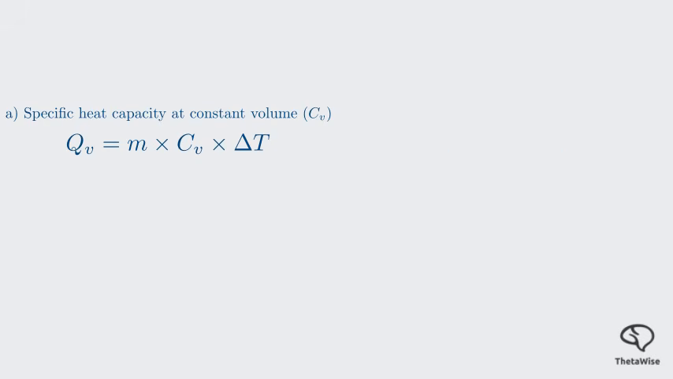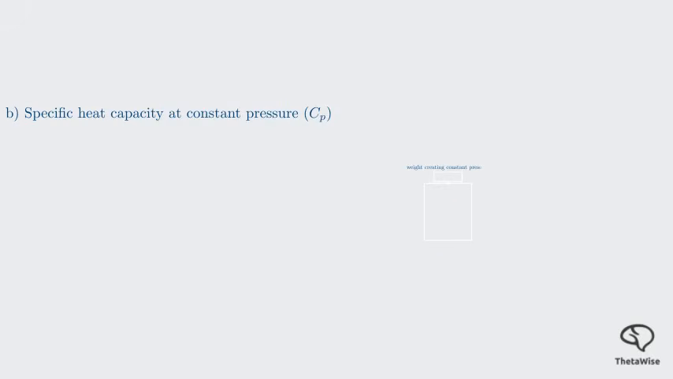Now let's compare this to C sub P, the specific heat at constant pressure. C sub P is the heat needed to raise the temperature by 1 degree while keeping the pressure constant. See this diagram? We add heat Q sub P to a gas in a piston cylinder assembly.